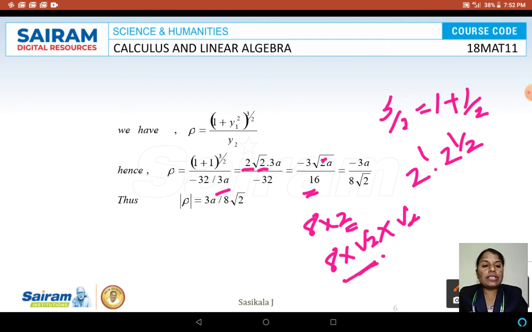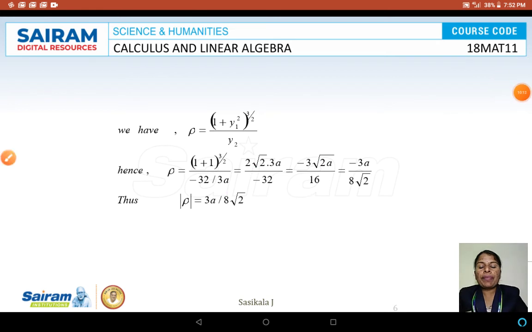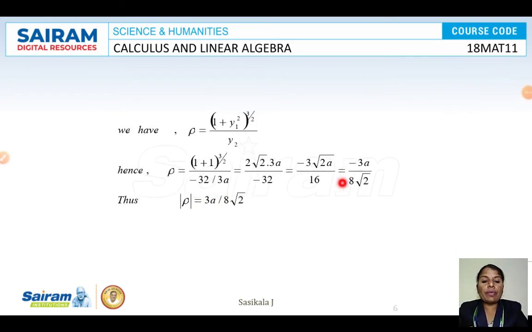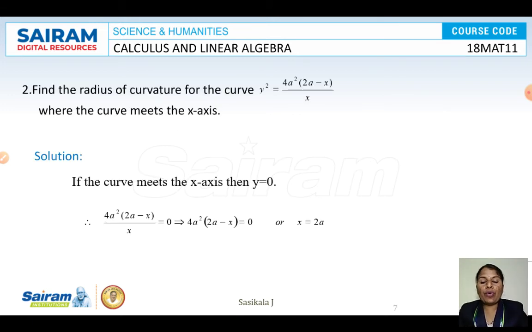Actually the radius of curvature should be positive since it is for the modulus of rho. So you can remove the minus. So the radius of curvature of the given curve is nothing but 3a by 8 root 2. Okay. So we'll go for one more example.